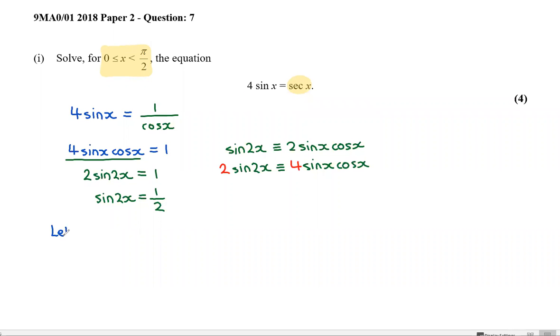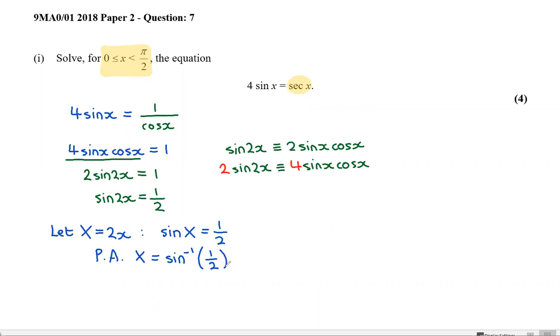So let big X equal 2x, such that now if I replace the 2x with big X, it just makes the whole situation a lot nicer. Okay. So my principal angle, X, is going to be the inverse sine of 1/2.